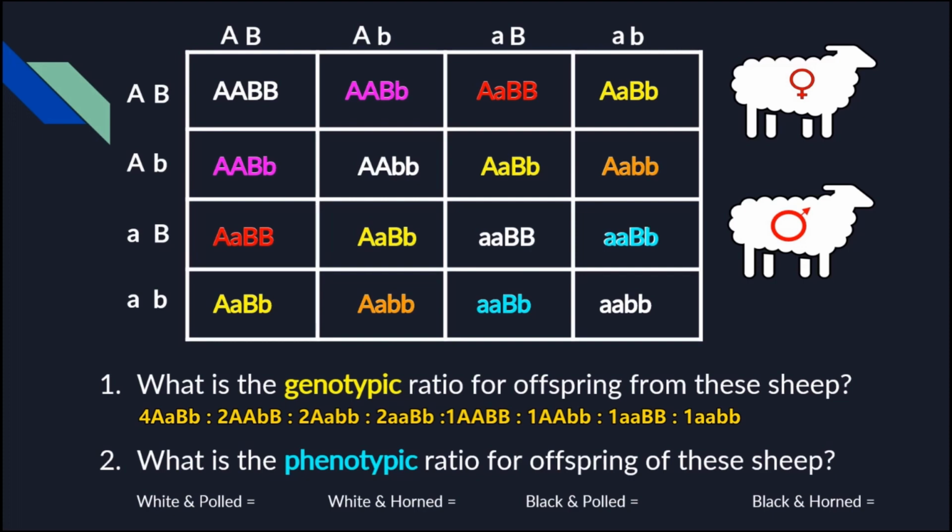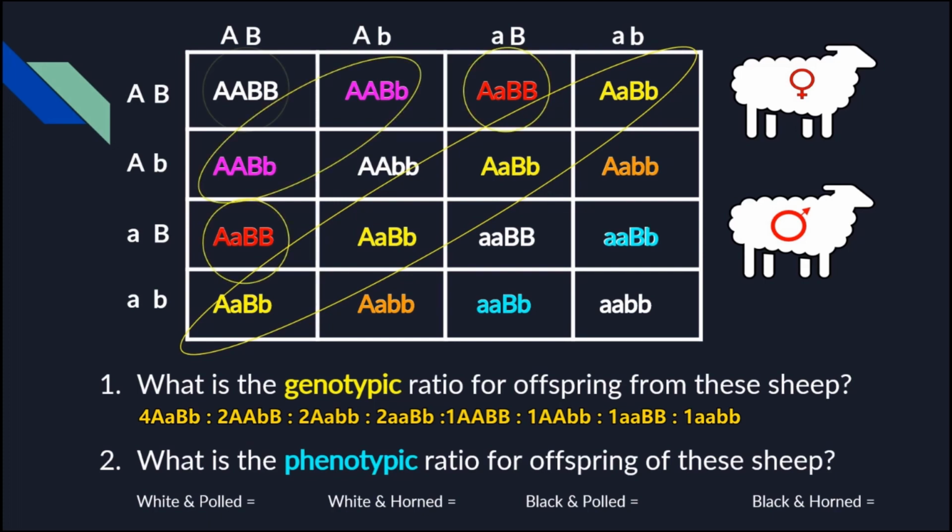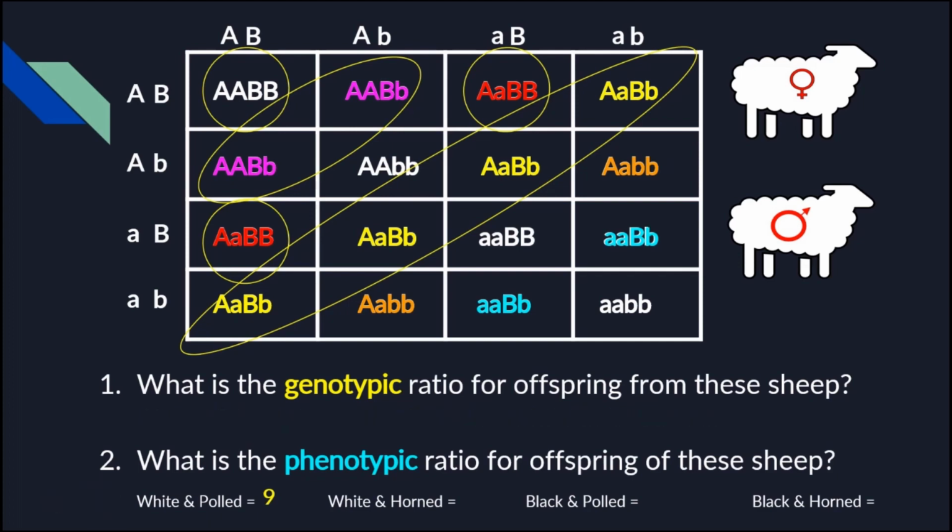So we can see here that we have 4 of these guys. We have 2 of these guys. We have 2 of these guys. And so we can see all of this information here. And so we can use this to then build our phenotypic ratios, right? So all of these guys put together all have the same phenotype, which is white and polled. We know this because white is dominant and all of these have at least one big A, and all of these have at least one big B, and for the polled trait, the big B is dominant, and that is the polled trait, right? So that, counting all those up, would result in 9 white sheep with polled, meaning no horns.